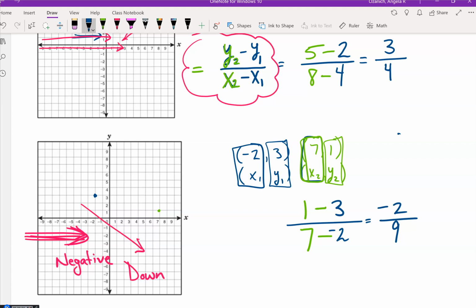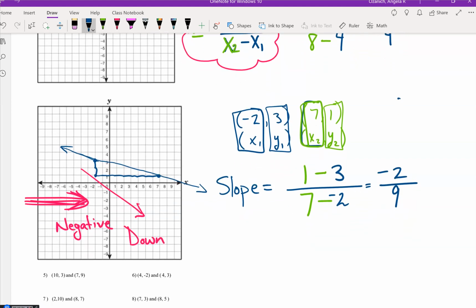We're going to go down 2 this time, and from this point, instead of going up 2, I'm going to go down 2 and over 1, 2, 3, 4, 5, 6, 7, 8, 9. In fact, it is a slope of -2/9, and you would just draw your line just like that going through that slope. All right, so now that we have an idea of slope, we can put that idea of slope together with graphing.